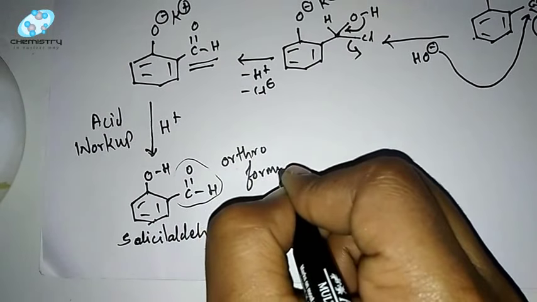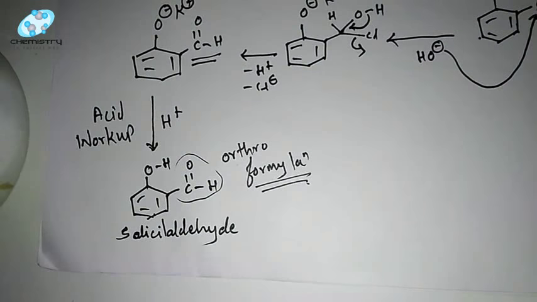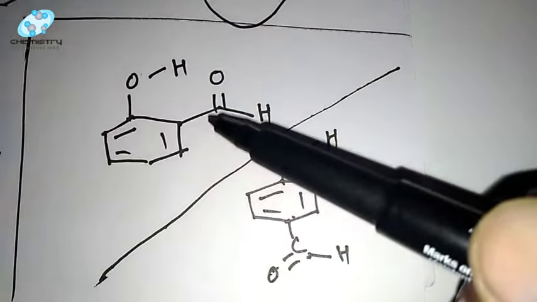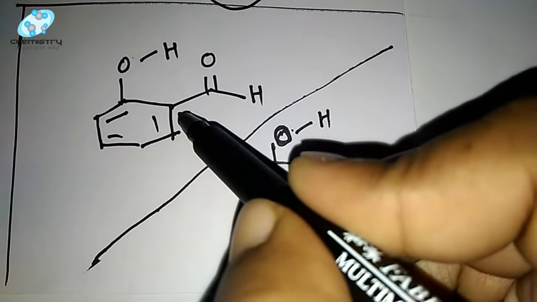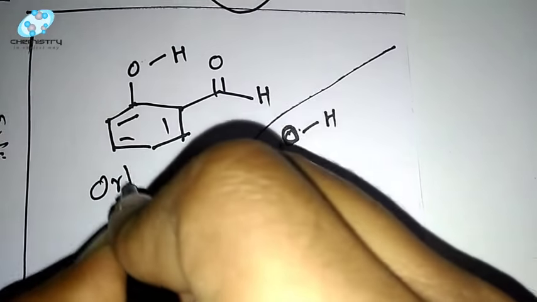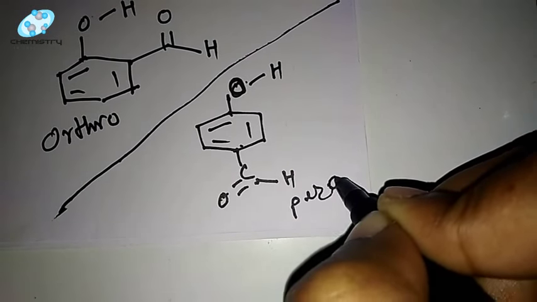Always remember, this reaction works only for ortho formylation. Now you may have a question: why only ortho formylation? Why not para? Here's the answer. These are the two possible products of Reimer Tiemann reaction. One is the ortho-hydroxybenzaldehyde, that is salicylaldehyde, which we are getting, and one is the para product.